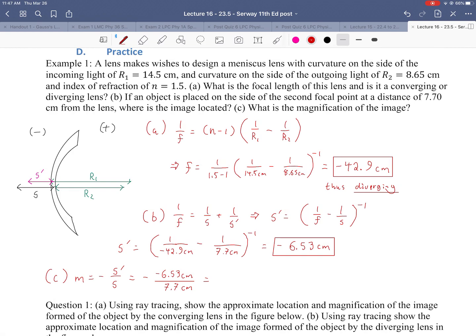So we get positive 0.848 actually. So 0.848. And again, note that it's positive, which tells us it's virtual. And the numerical value, 0.848, tells us that our image is a little bit smaller than our object. Right? It's only 84.8% as tall. Excellent. Okay, so there it is.